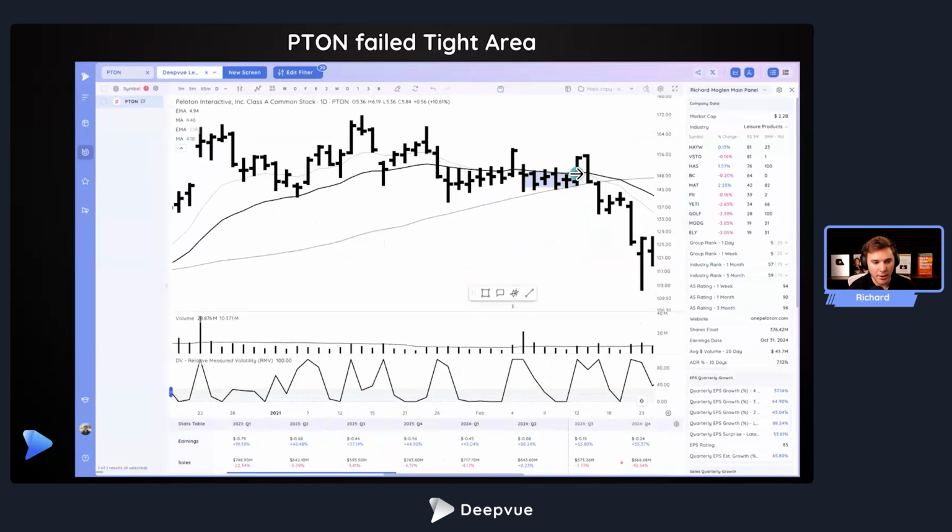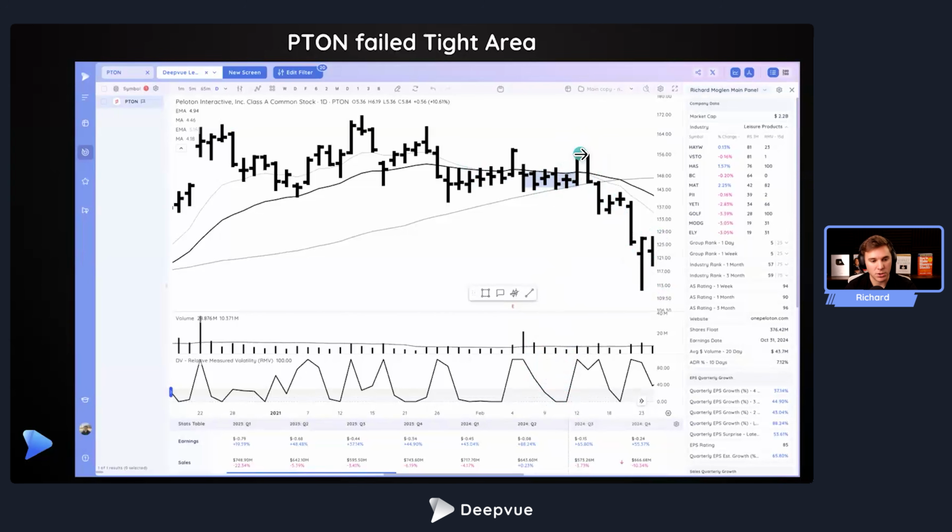Here's another example with Peloton. This is one I traded as well, got stopped out the very next day, and then Peloton dropped 80%. So that's why protecting yourself on these failed breakouts is so important. But again, RMV going to zero. I didn't even have RMV when I traded this, but if I did, you could have screened for RMV equals zero, and this setup would have shown up right there on your screen.